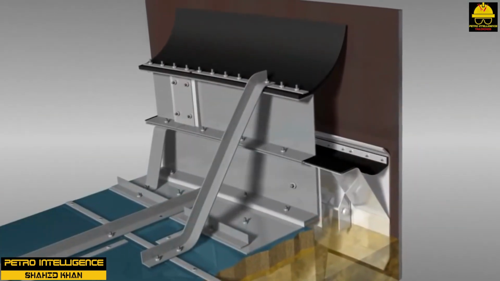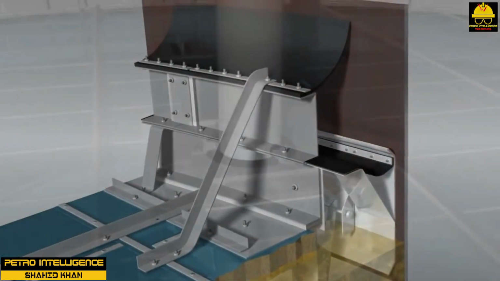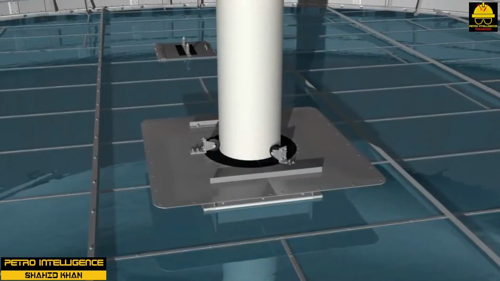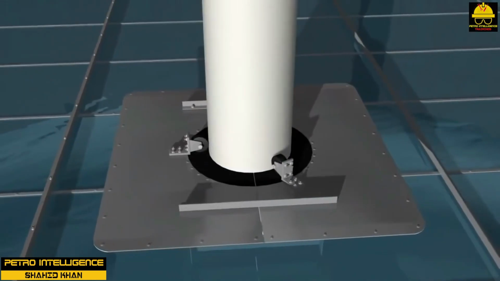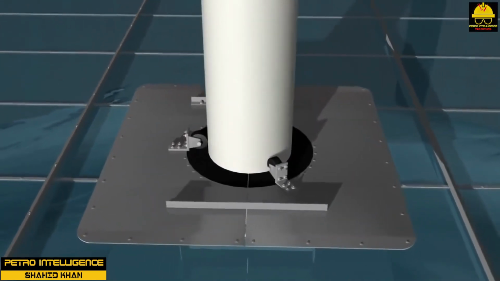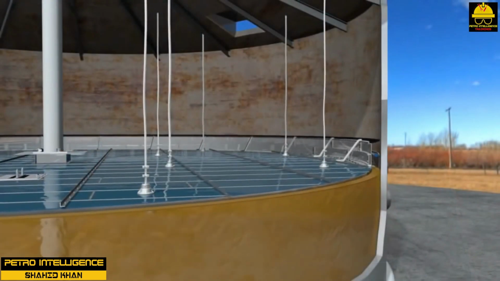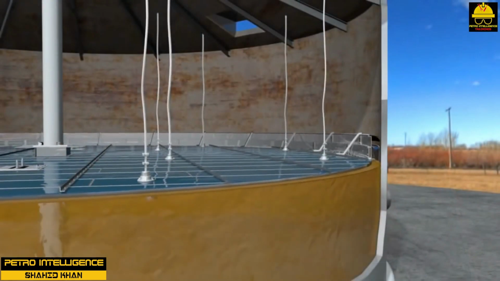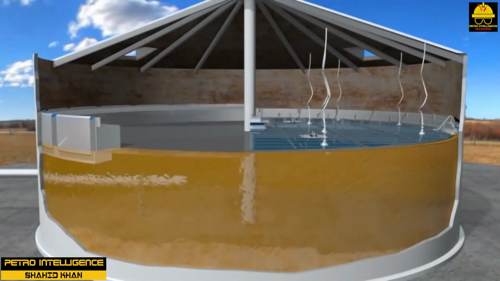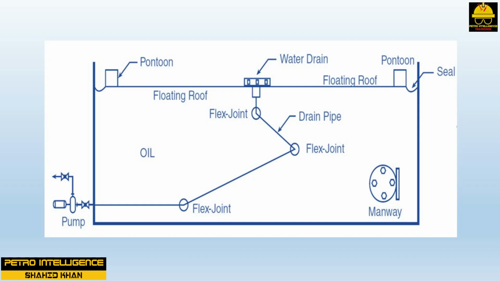The pontoon is divided into compartments so that a leak in one compartment is confined to a small area and the remaining compartments will be buoyant and support the roof. The area of the pontoon will vary between 25% and 55% of the roof area. The pontoon roof is the most common type of floating roof in use today.